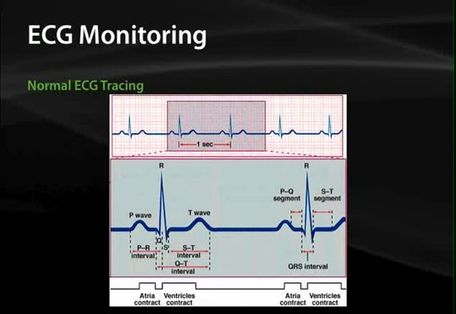So when you look at this PQRST, what does it represent? Your P wave is going to be the impulse produced from that SA node to the AV node for the atrial contraction.